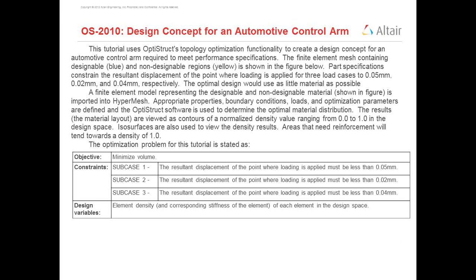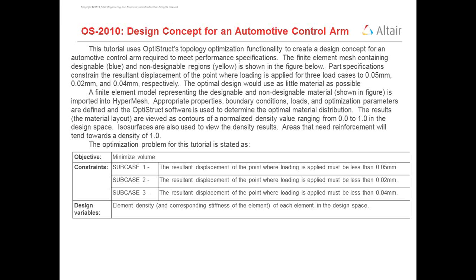The finite element mesh contains a designable region in blue and a non-designable region in yellow, as I will show you on the HyperMesh window. The part specification constrains the resultant displacement of the point where the loading is applied for 3 load cases to 0.05 mm, 0.02 mm, and 0.04 mm respectively. The optimal design would use as little material as possible. A finite element model representing the designable and non-designable material is imported in HyperMesh.